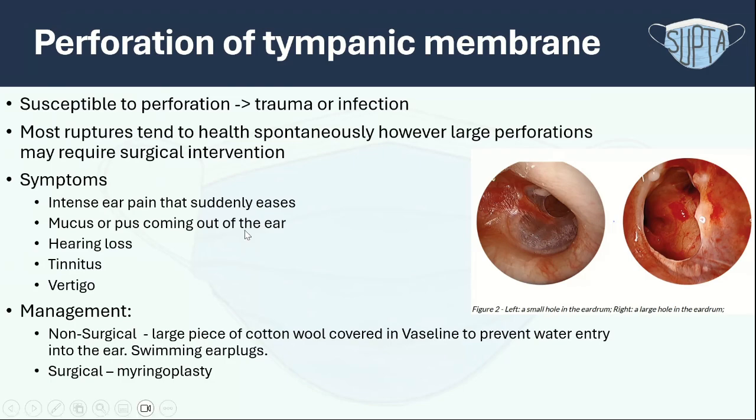For this, you can have non-surgical management, so maybe a large piece of cotton wool covered in Vaseline to try and prevent water entry into the ear. It might involve swimming earplugs, things like that, just while the small perforation heals. And then surgical, as I mentioned, is like laryngoplasty, trying to repair the membrane that way.